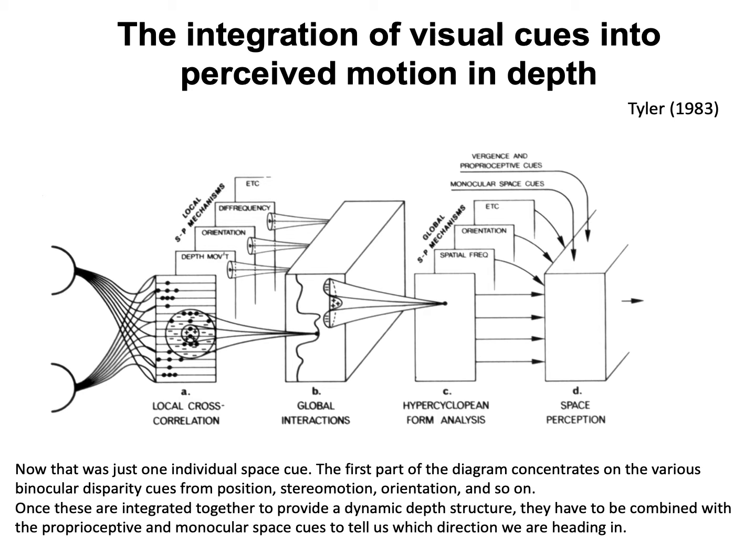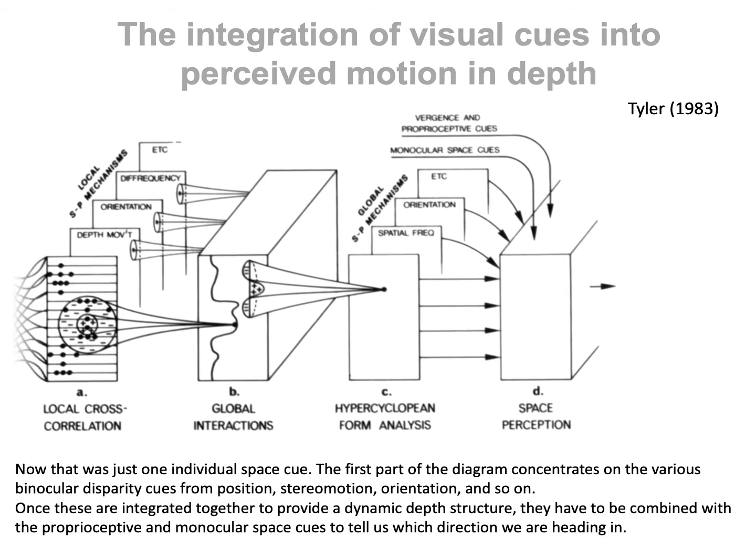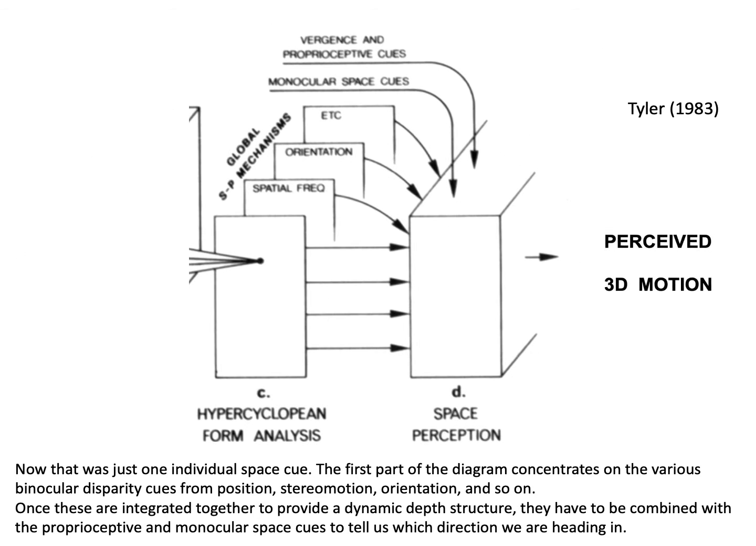Here I want to revisit a scheme I developed a while back for the integration of multiple space cues. The first part of the diagram concentrates on the various binocular disparity cues from position, stereo motion, orientation, and so on. Once these are integrated together to provide a dynamic depth structure, they have to be combined with the proprioceptive and monocular space cues to provide the overall percept of 3D motion that tells us which direction we are heading in.